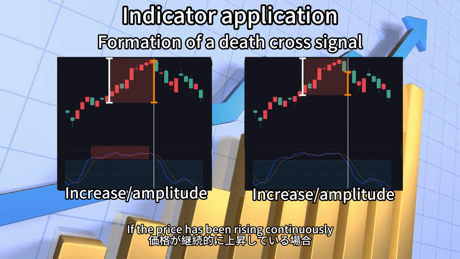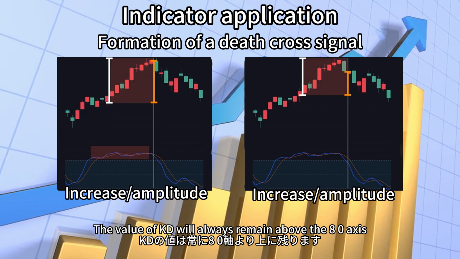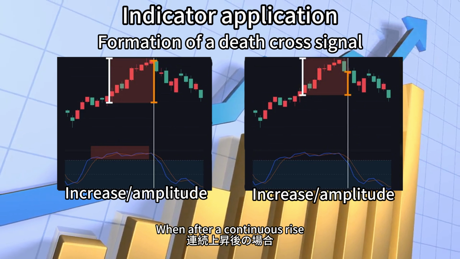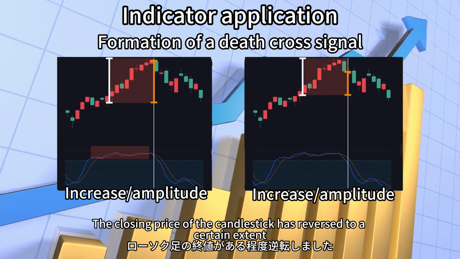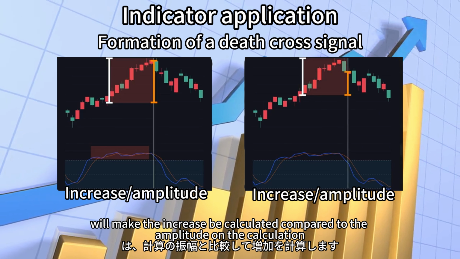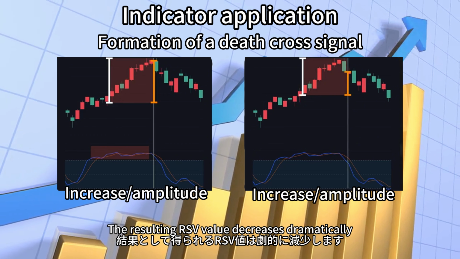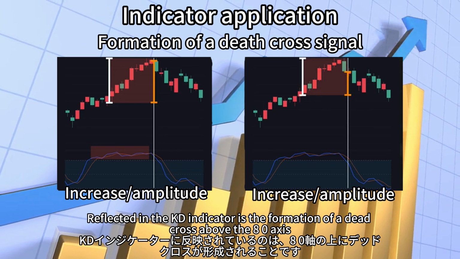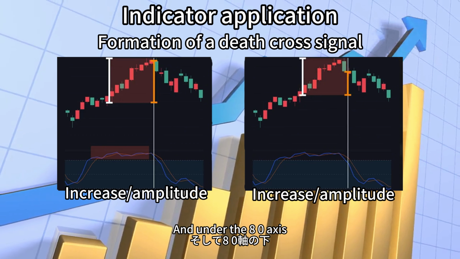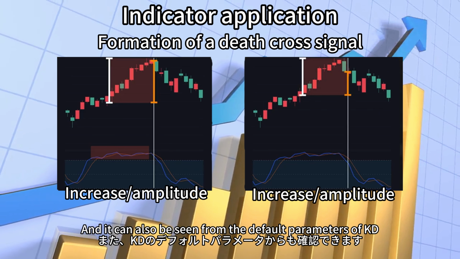If the price has been rising continuously, the value of Kd will always remain above the 80 axis. When after a continuous rise, the closing price of the candlestick reverses to a certain extent, the increase is calculated compared to the amplitude, and the resulting RSV value decreases dramatically. Reflected in the Kd indicator, this is the formation of a dead cross above the 80 axis and under the 80 axis.